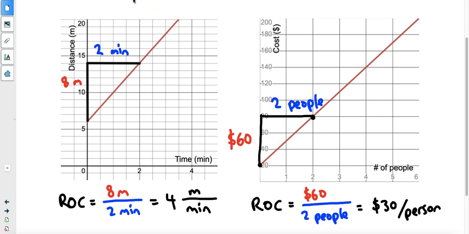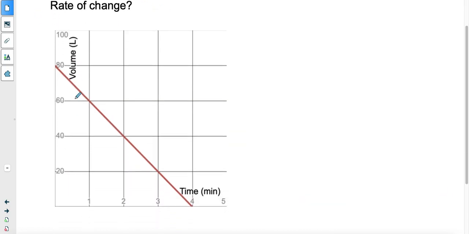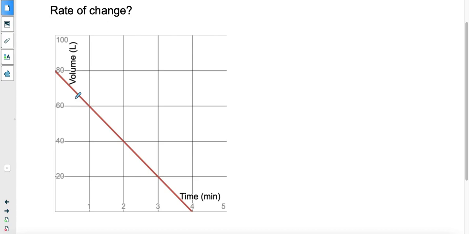Let's do one more example here. Okay, so this line is going down, but to find the rate of change, it's still the same idea. We need to pick 2 points, any 2 points on the line. So I'm going to pick those 2. Then I'm going to draw my triangle. And then I'm going to find my rise and my run. Well, my rise, the volume is going from 80 to 60 liters. So the volume is going down 20 liters.